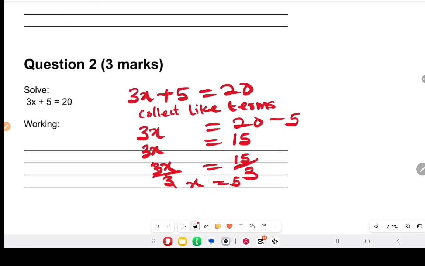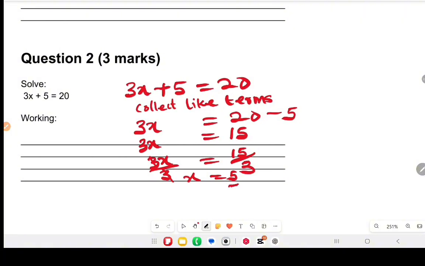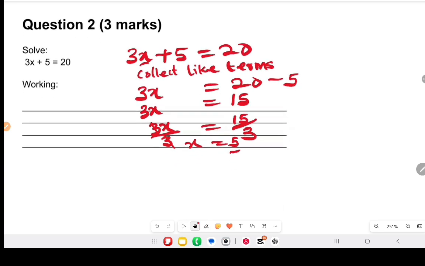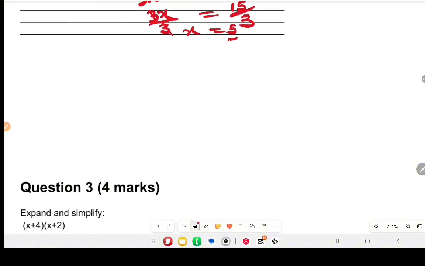To know if you are correct, put 5 in place of x. Meaning if we put 5 here, we have 3 times 5 gives us 15. 15 plus 5 gives us 20, which is correct. Then we move to question number 3.